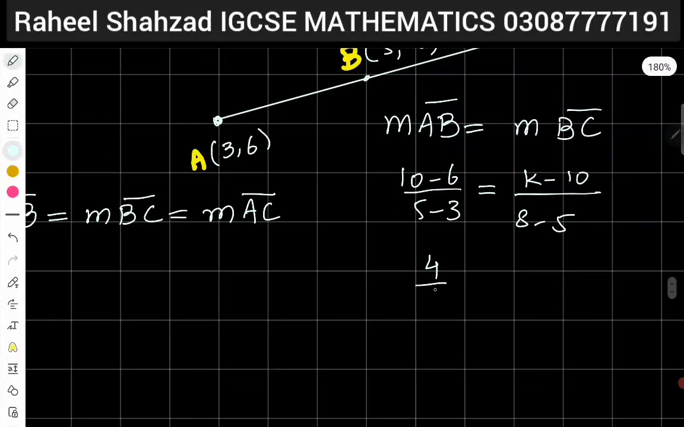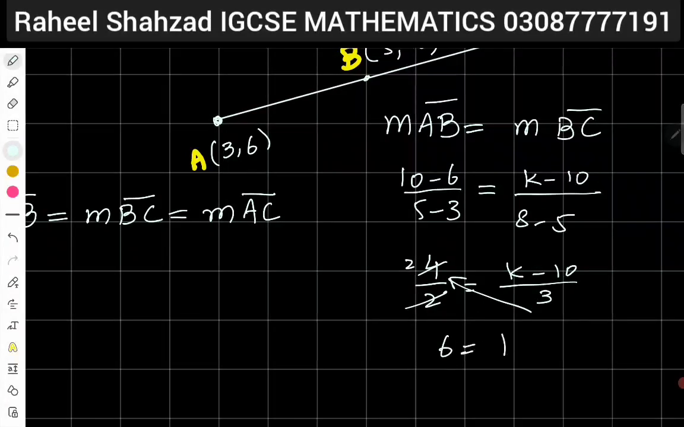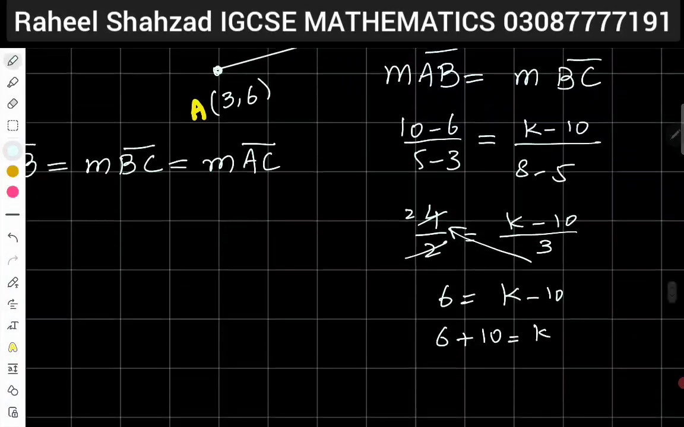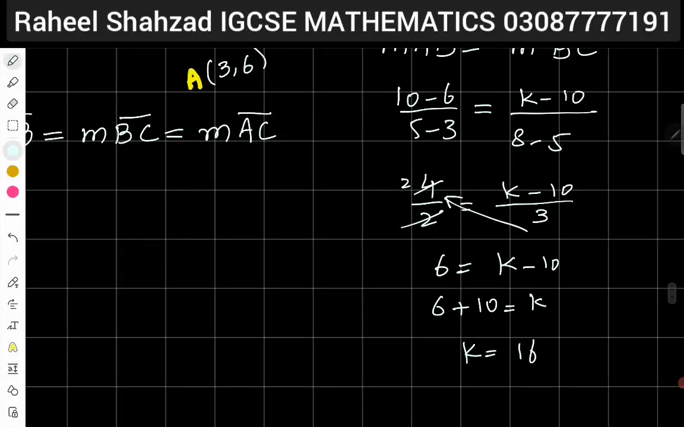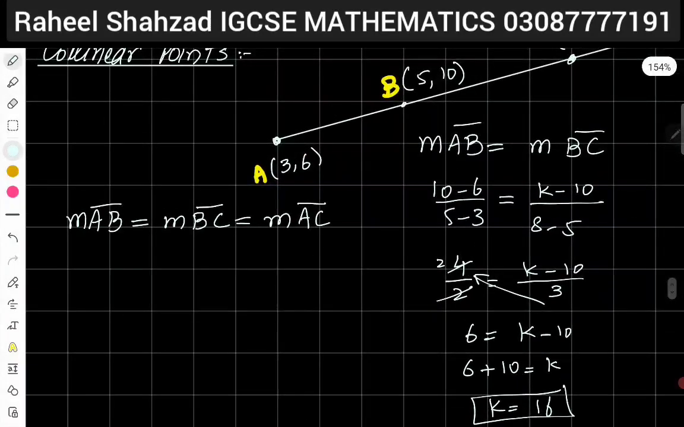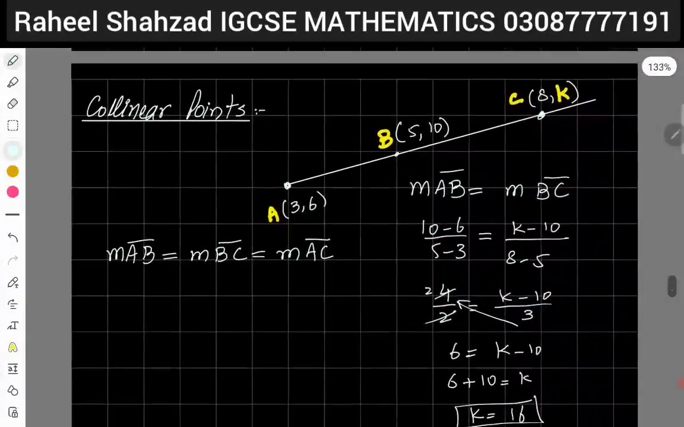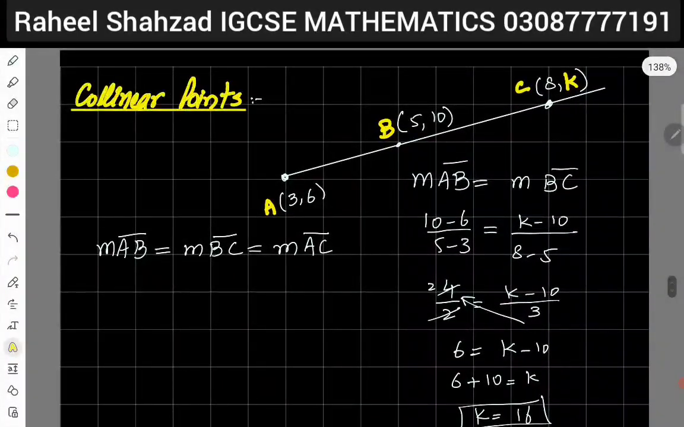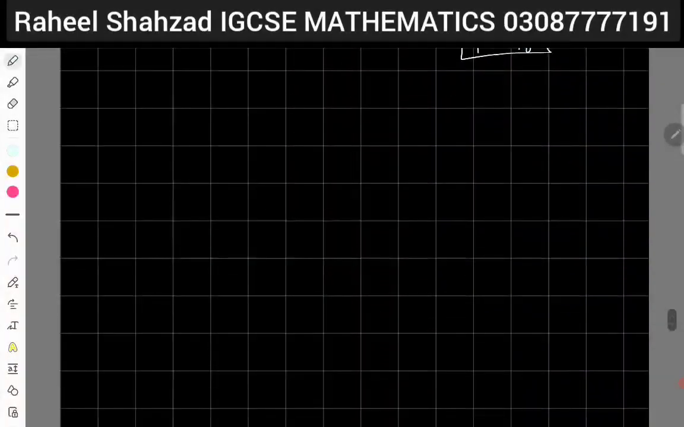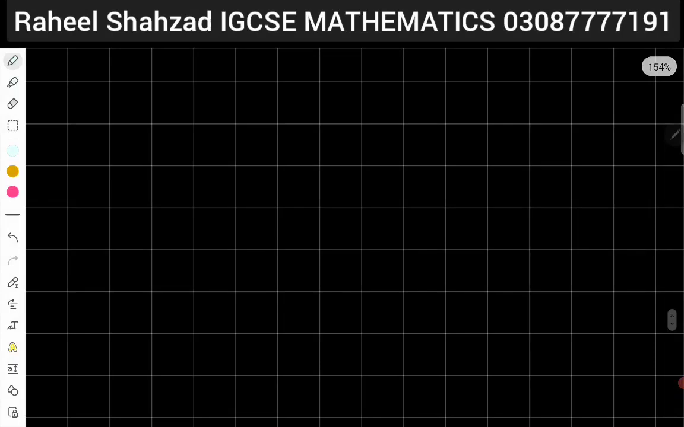So that's going to be 4 divided by 2 is equal to K minus 10 divided by 3. So 2 2s are 4, you cross multiply, it's 6 is equal to K minus 10. You bring 10 here, it is 6 plus 10 is equal to K. So value of K is 16. If 3 points are collinear, that means they are lying on one straight line. This is how we apply the concept of collinear points to find out any unknown in one of these 3 points. After this, we discuss parallel and perpendicular lines because that is related to gradient.